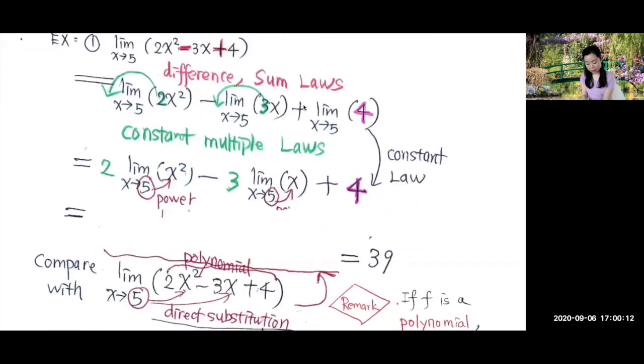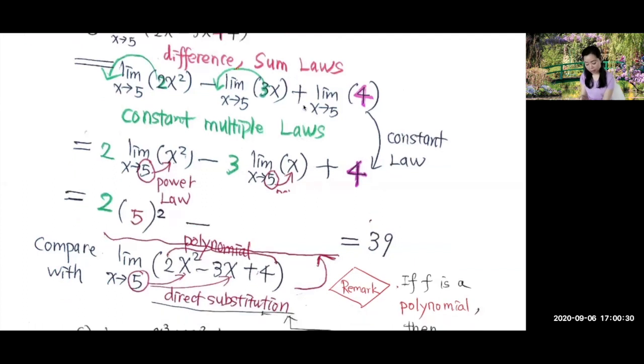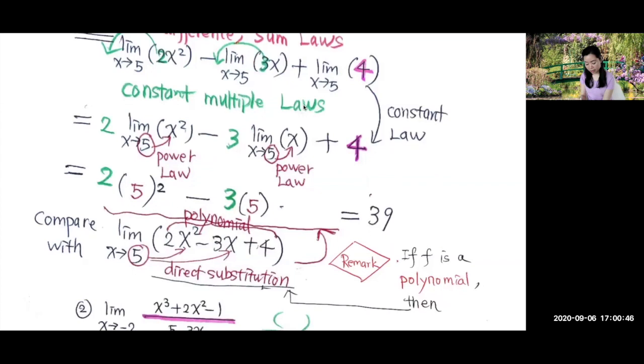After that, over here, this is x to the second power, so we use the power law. Then we can go ahead and substitute 5 into x. So that's equal to 5 squared, now minus. Over here, we can also use the power law again, so substitute 5 into x right here. So that's 3 times 5, and then plus this 4 here. That's equal to 39.